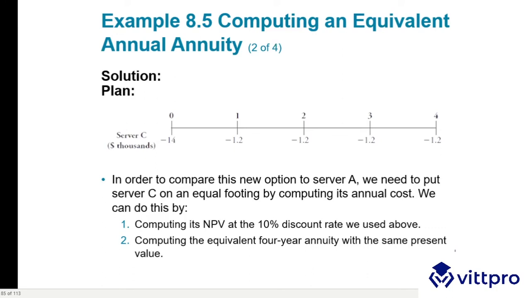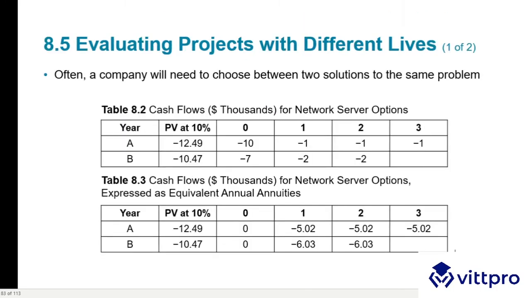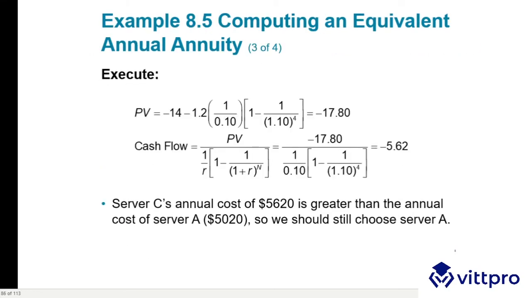So we have calculated the net present value. Now we need to calculate the 4-year annuity of the same present value. For this present value, we will calculate the PMT. It's going to be 5.62. The original A is 5.02, B is 6.03, and C is 5.62. So the annualized cost of C is still higher than server A. So we still choose server A.